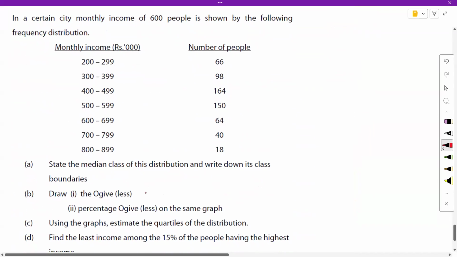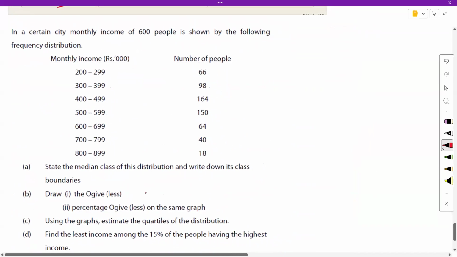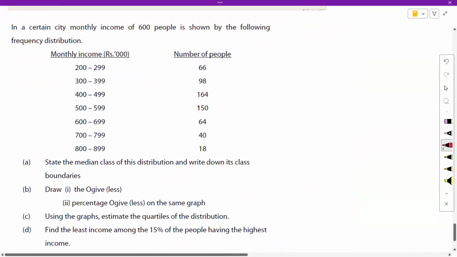I may give you one question. So this is a question. Everybody take a screenshot quickly. So do it by yourself. It's a practice question.